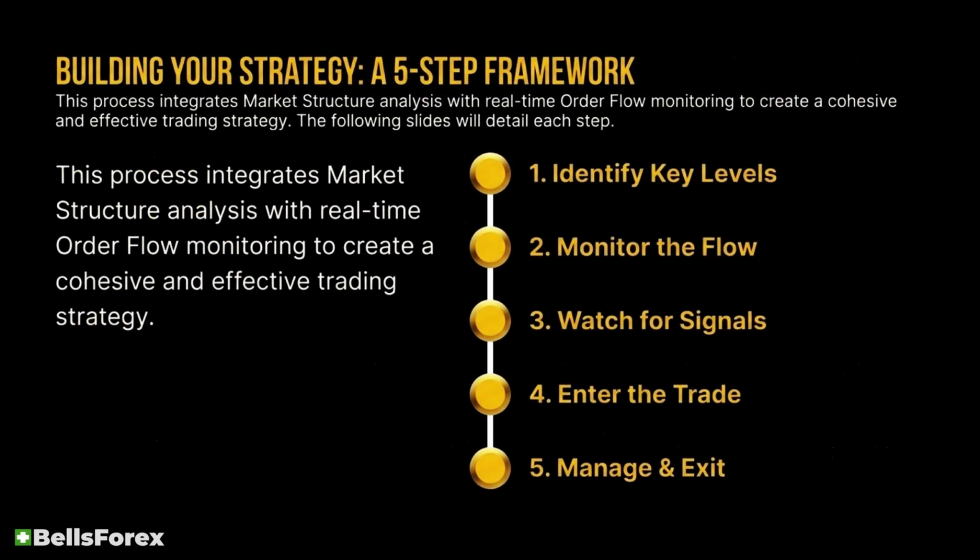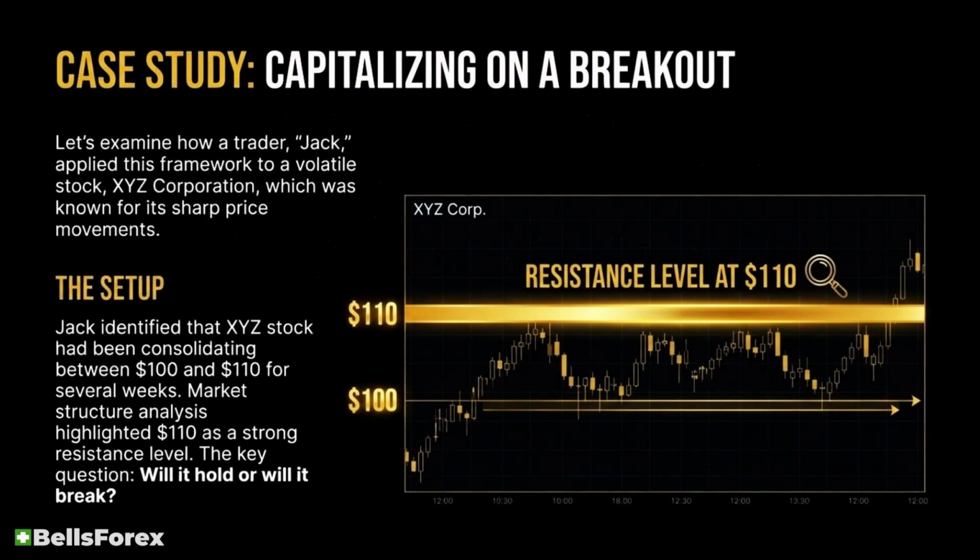For the momentum to fade? Exactly. If you're long and you see the aggressive buying start to dry up, or a huge wall of sell orders appears above you, that's your signal. That's the flow telling you the party might be over. You get out. This framework is so powerful. Let's make it concrete with that case study from the sources. The example of Jack and the volatile stock XYZ Corporation.